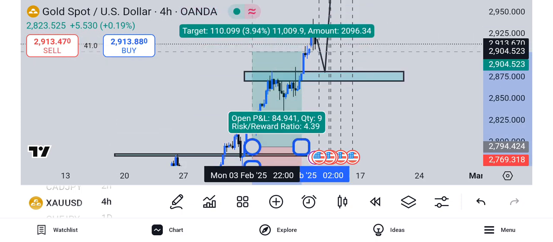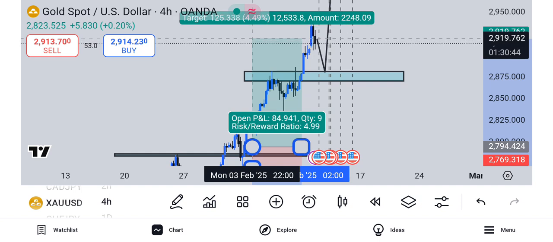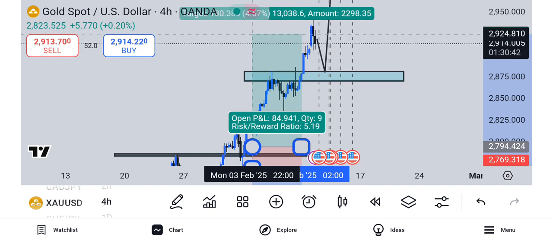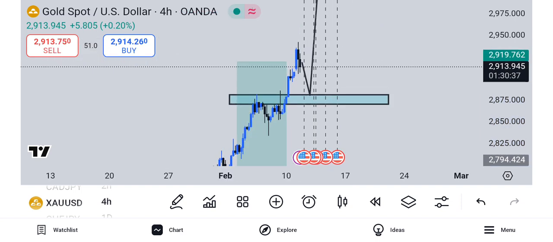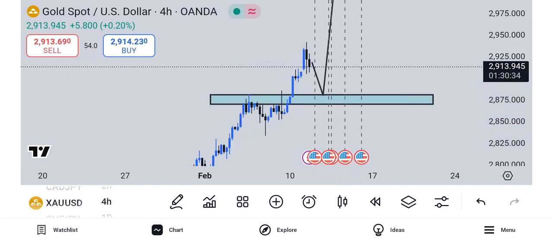I think I catch almost 1 to 4 on this trade, almost 1 to 4 point something. No, I think it's 1 to 5. Yeah, 1 to 5 or somewhere around here, I think. And I just back off, waiting for another entry on this.